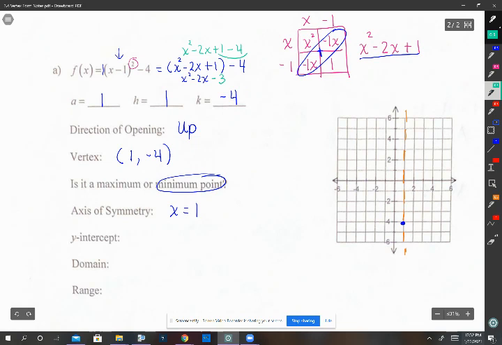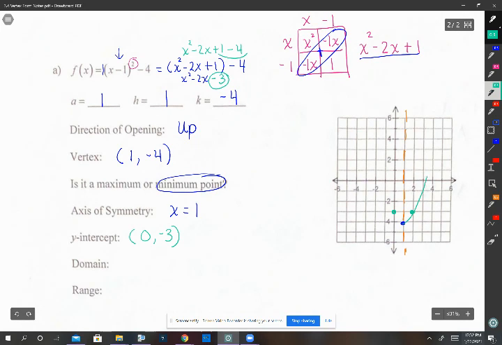Now, if I had an a value that was something other than 1, then I would have had to distribute before I can combine those last two numbers. But this number at the very end is my y-intercept. So my y-intercept is 0, negative 3, which I can graph. So 0, negative 3 is here. It's one space away from my axis of symmetry, so I know there's another point on the other side, and then I can just connect.